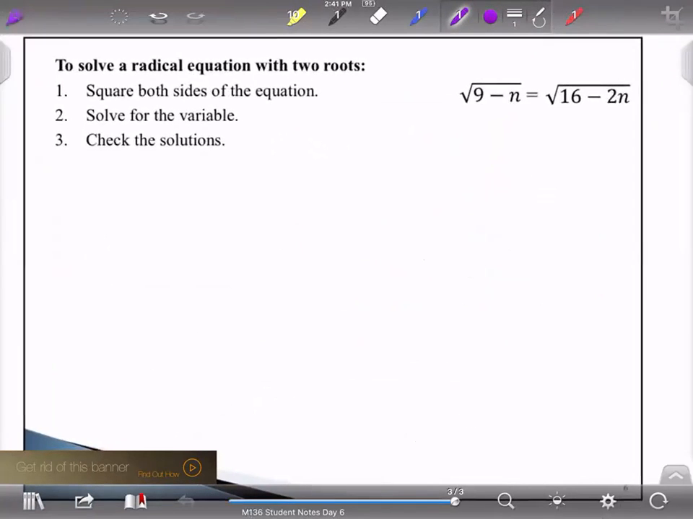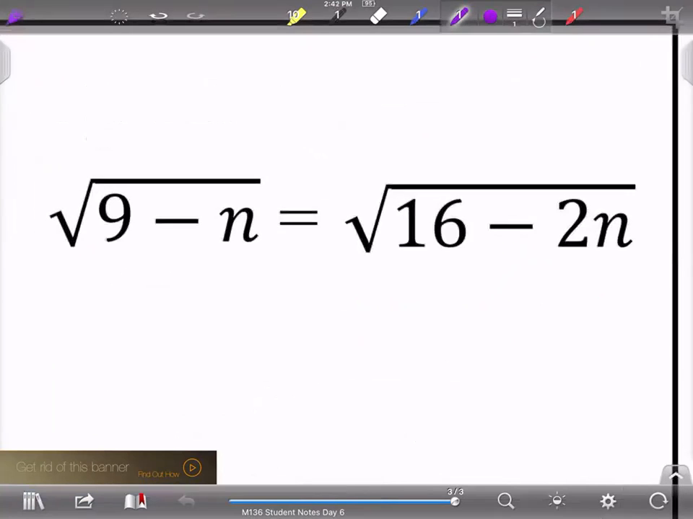Last one, my favorite kind, have 2 roots in them. So when you have 2 roots, you have a radical on the left and a radical on the right. Make sure that one's on the left and one's on the right. And then you want to square both sides of your equation. So I'm going to go ahead and take this equation and I'm going to square it.